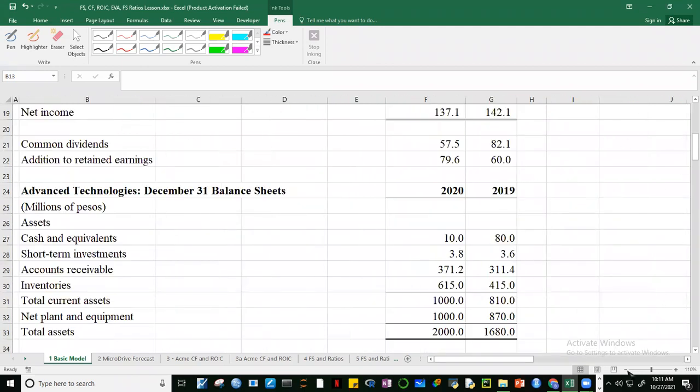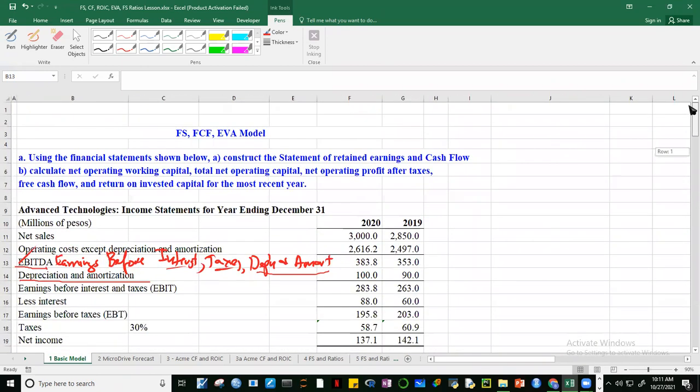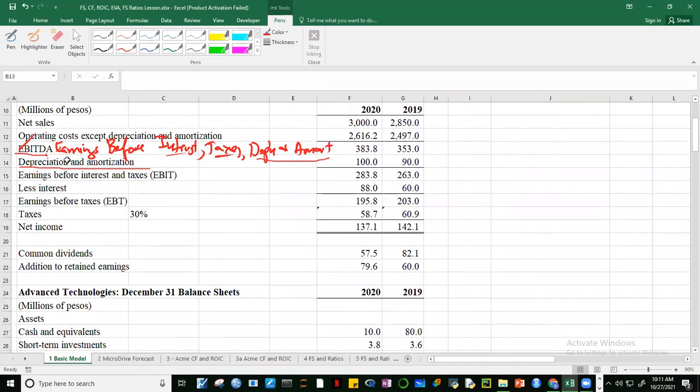Okay, so let's continue our discussion here. EBITDA, and then we subtract the depreciation and amortization to arrive at earnings before interest and taxes. So we call that your EBIT. Then we subtract interest. Interest is given here, 88.60, to arrive at your EBT, earnings before tax. And then taxes, the tax rate used here is 30%. So 30% of 195.8 is 58.7. So you can see the formula here.